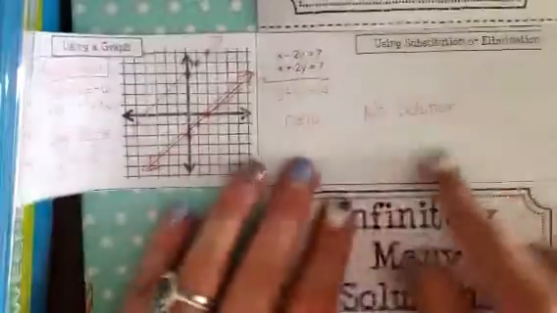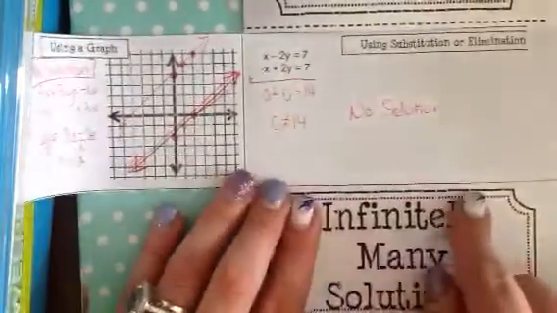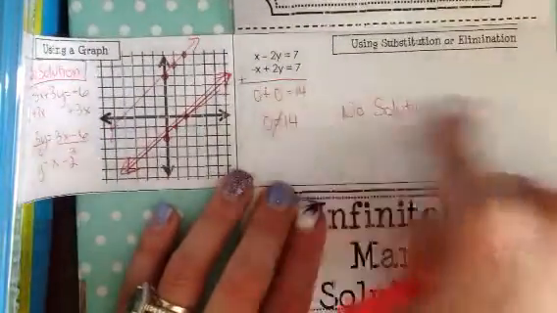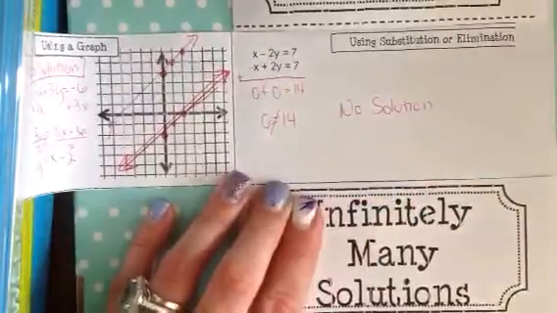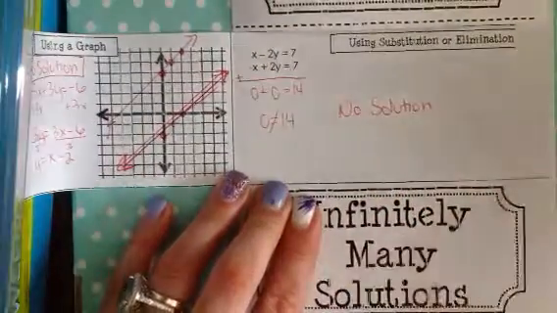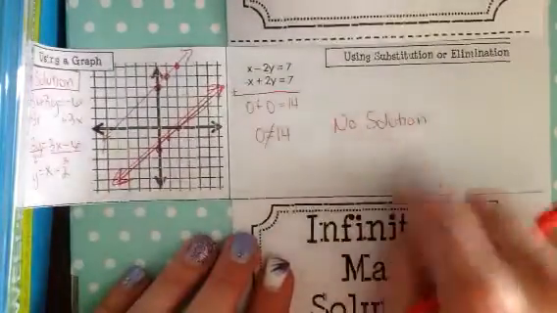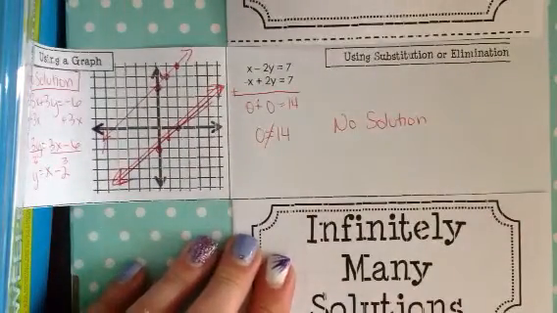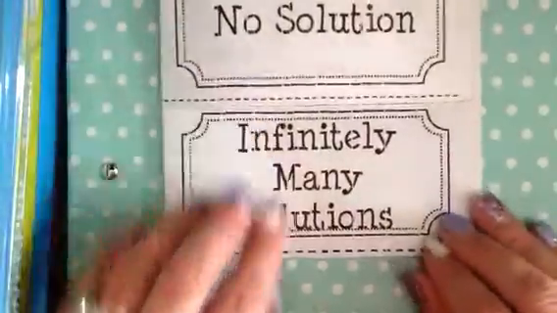So when you are not using the graph method and you end up using substitution or elimination, and when you do this you end up losing both of your terms and getting number does not equal a number, that's a good sign that you have an answer of no solution. The last special case is infinitely many solutions.